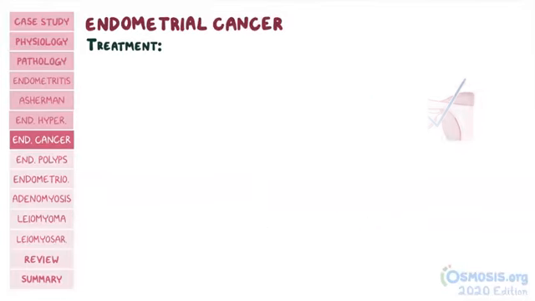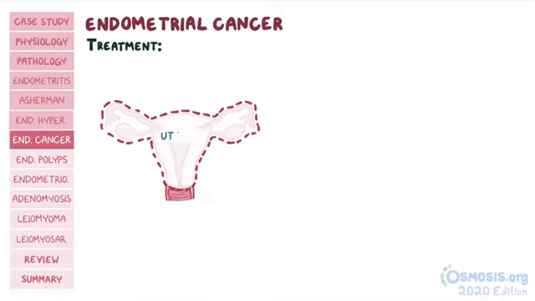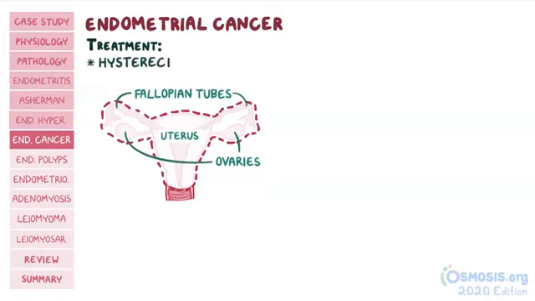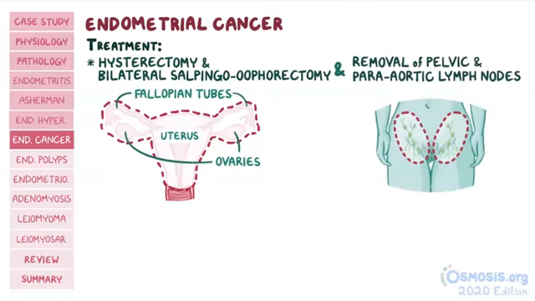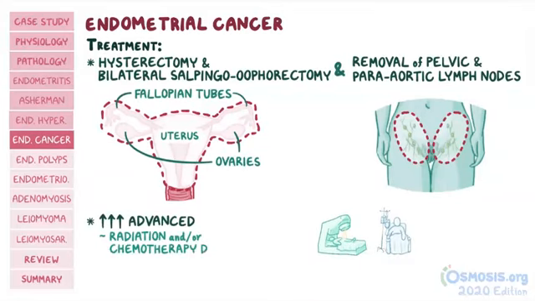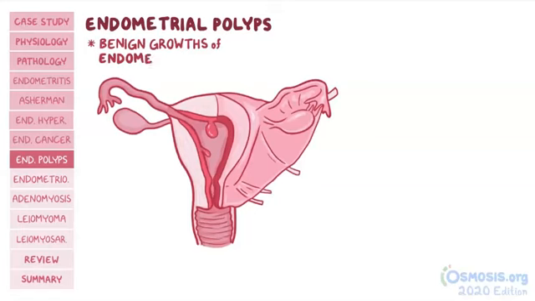For endometrial cancer, treatment is based on surgery. This typically means the removal of the uterus, both ovaries, and both fallopian tubes, also called a hysterectomy with bilateral salpingo-oophorectomy, combined with the removal of pelvic and para-aortic lymph nodes. In some cases where the cancer is more advanced or is likely to spread, radiation therapy and/or chemotherapy can also be done after surgery. Okay, next, endometrial polyps are benign growths of the endometrial glands and stroma that protrude into the uterine cavity.